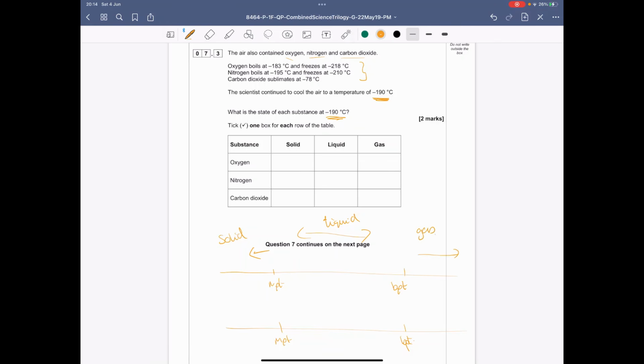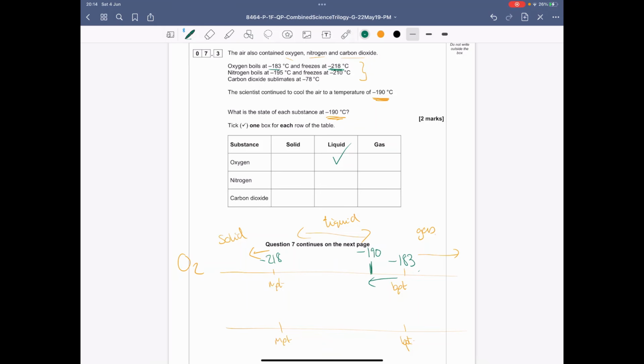So if we look at oxygen, we know it boils at negative 183. It freezes, so its melting point is negative 218. So where does negative 190 fit into this? Well, it's lower than negative 183. It'd be around here, negative 190. It's between your melting and your boiling point, so therefore it would be a liquid.